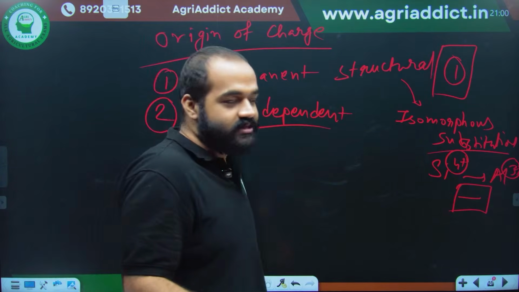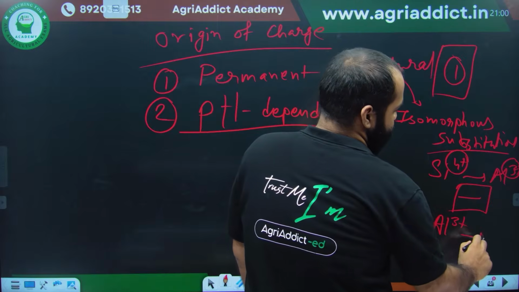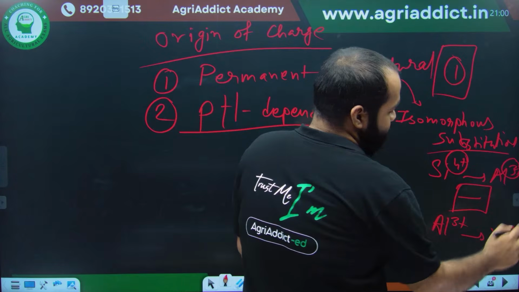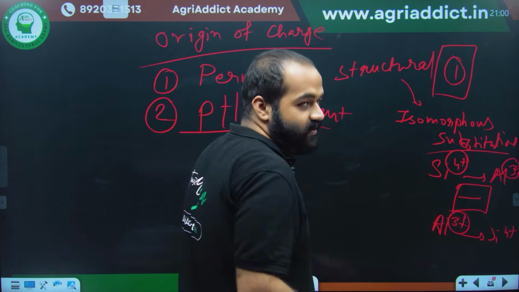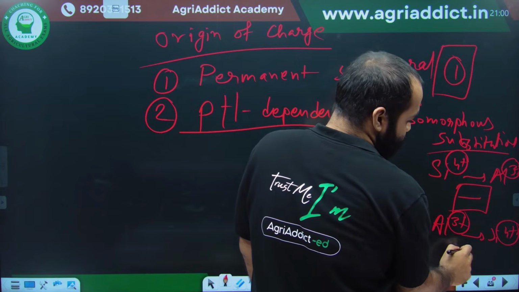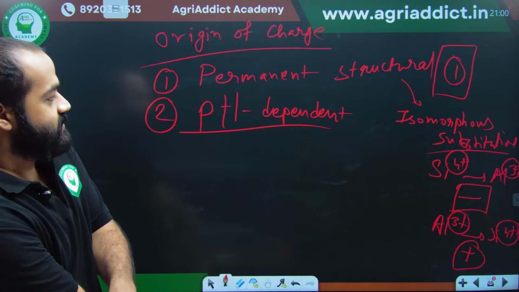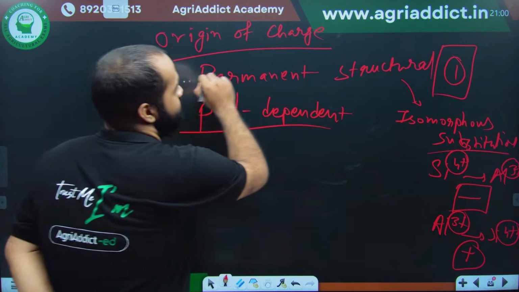If it is the opposite, if Al3+ is substituted by Si4+, in that case, the charge that was earlier balancing the negative charge, now this will balance one more, so there will be an origin of positive charge. All right, this is very easy. So we remove permanent charge now.